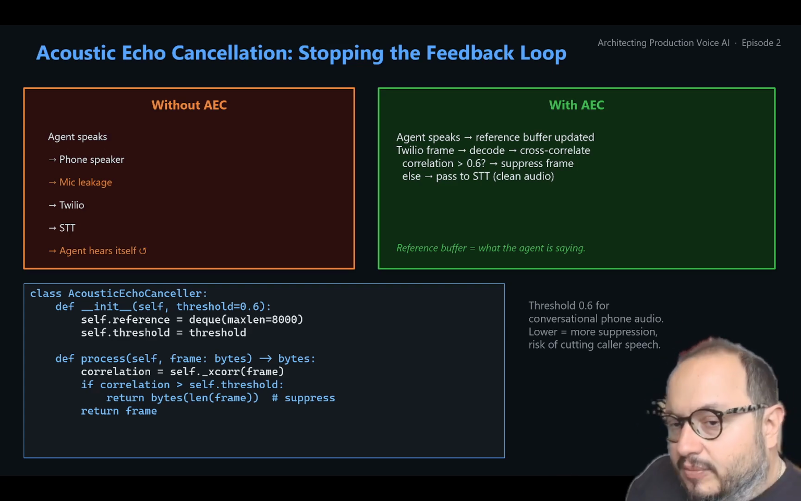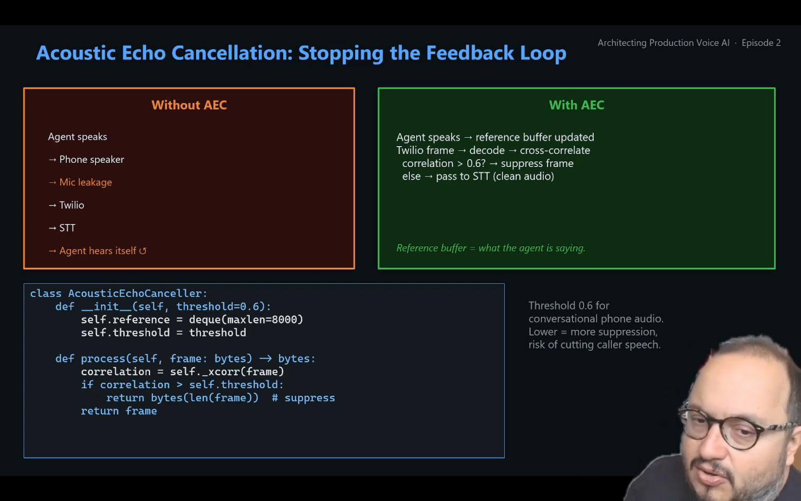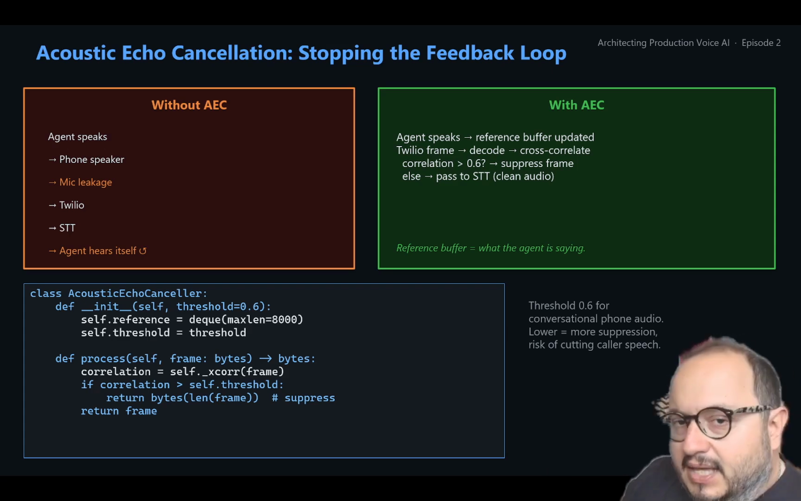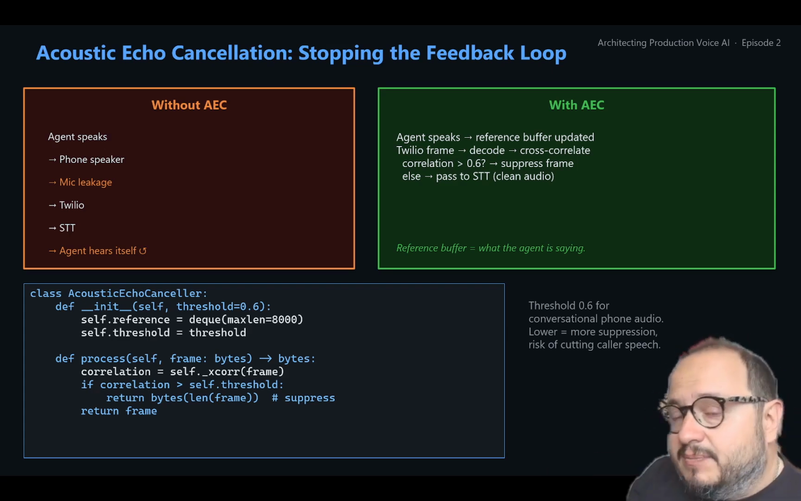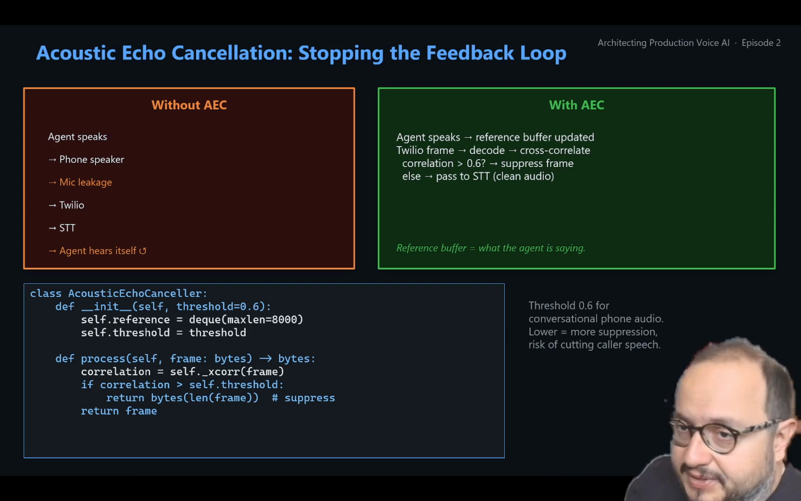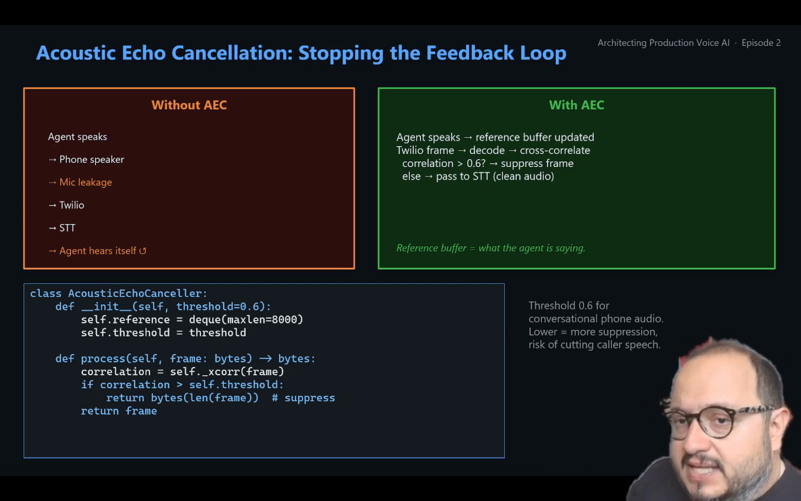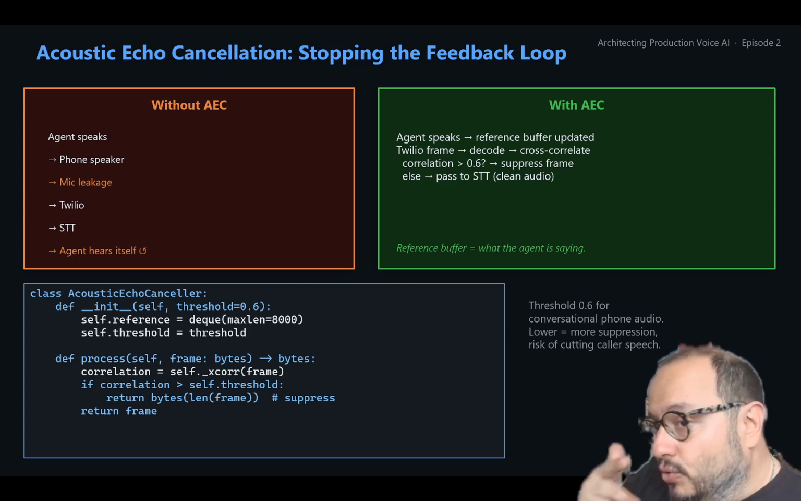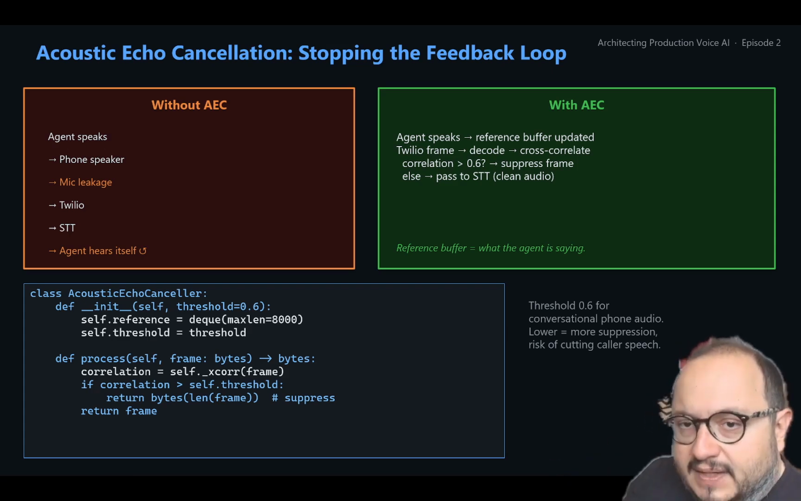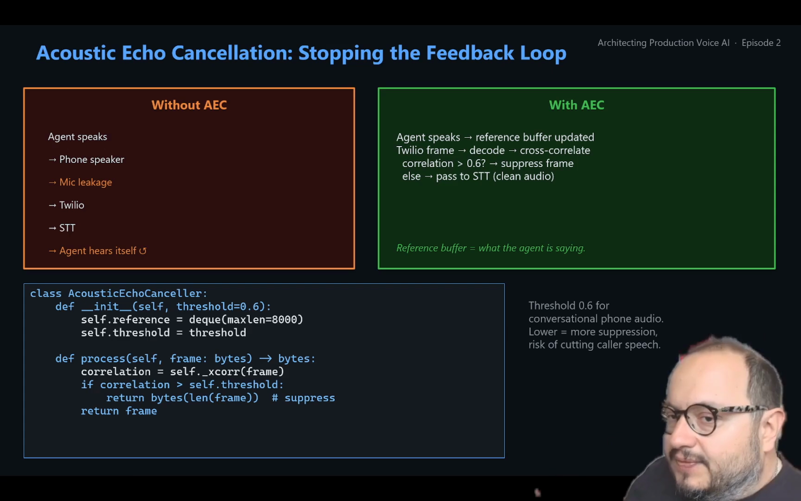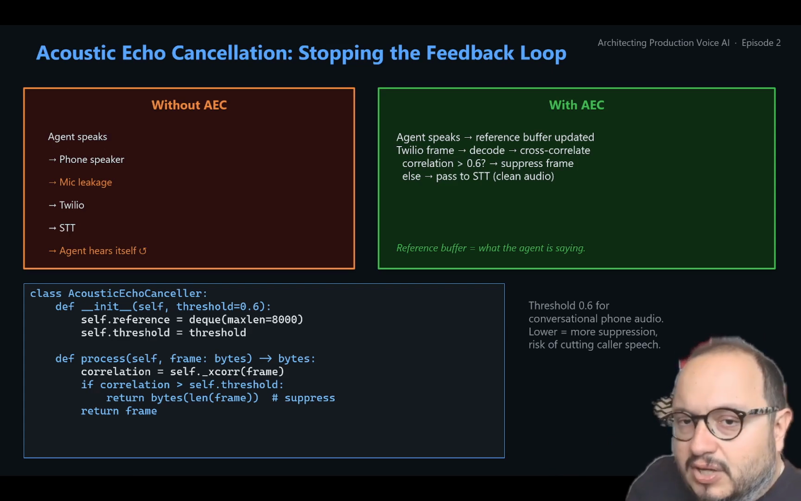If the incoming audio matches the reference signal with high enough correlation, it is marked as an echo and discarded. In AEC.py, we implement a simplified AEC using a linear filter. We maintain a ring buffer of the most recent audio the agent has been speaking. For each incoming mu-law frame, we decode it, correlate it against the reference buffer, and if the cross correlation exceeds a threshold, we suppress the frame.